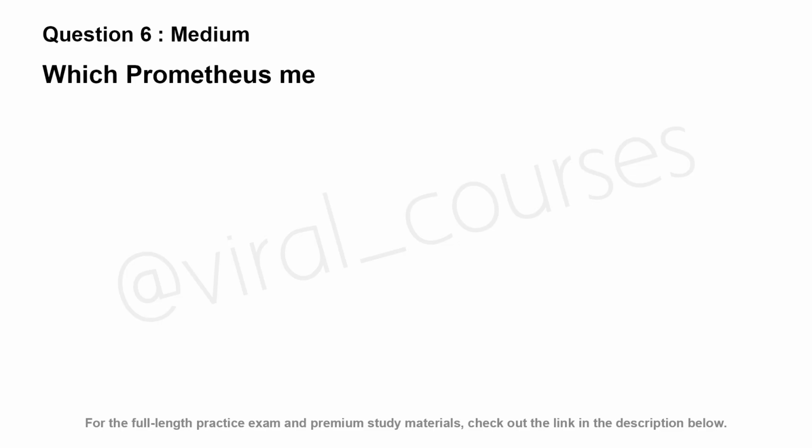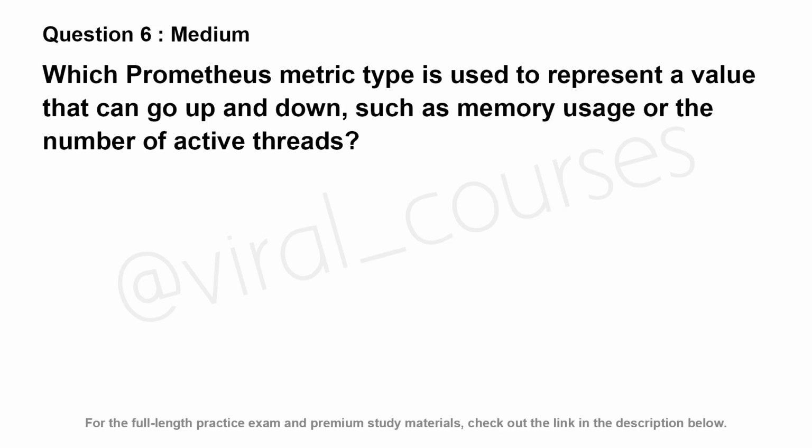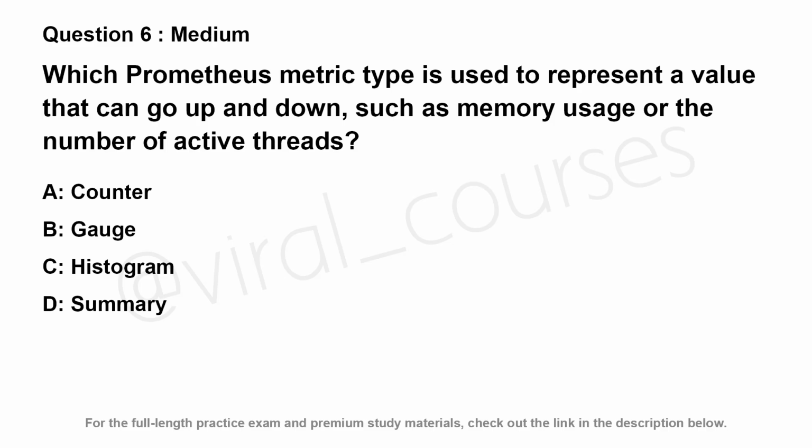Which Prometheus metric type is used to represent a value that can go up and down, such as memory usage or the number of active threads? Option A, counter. Option B, gauge. Option C, histogram. Option D, summary.